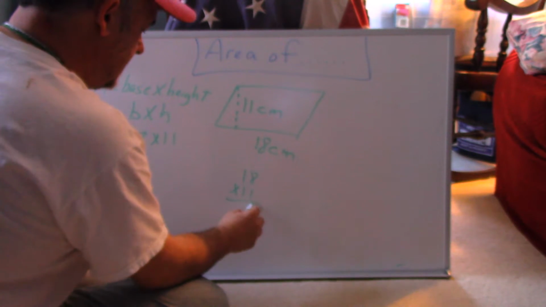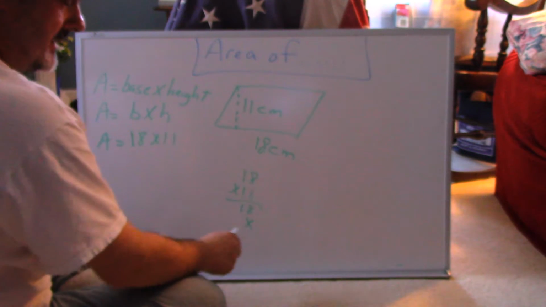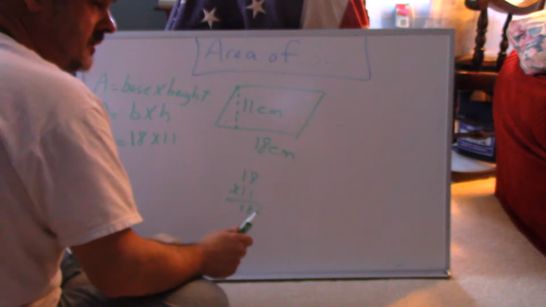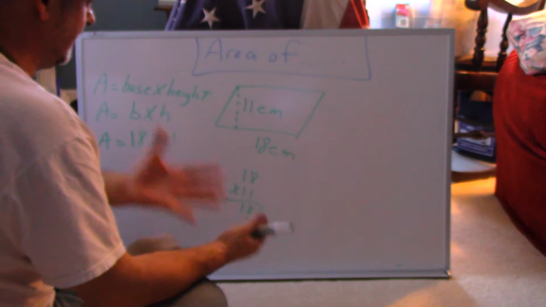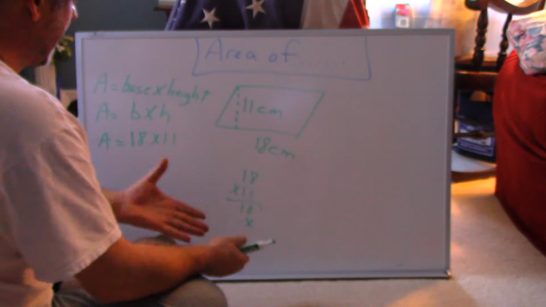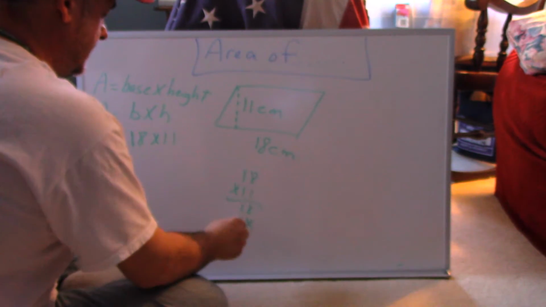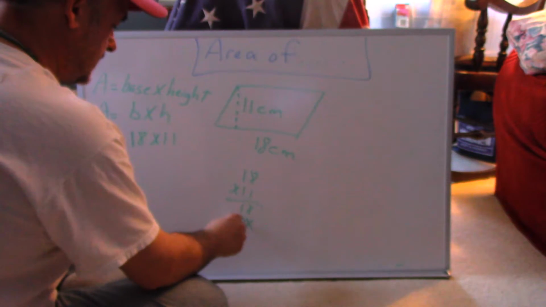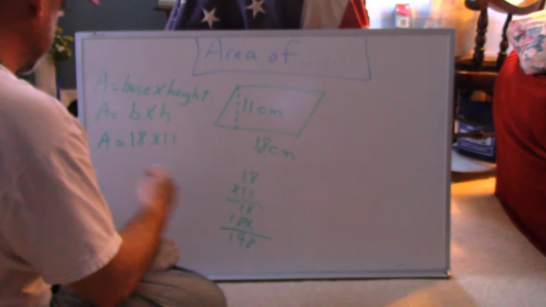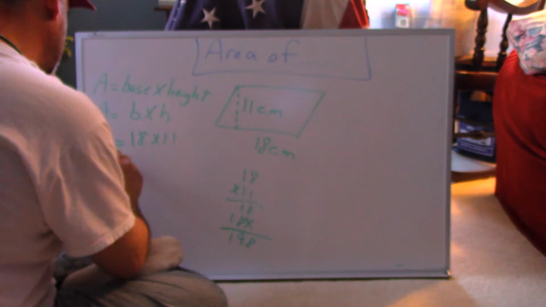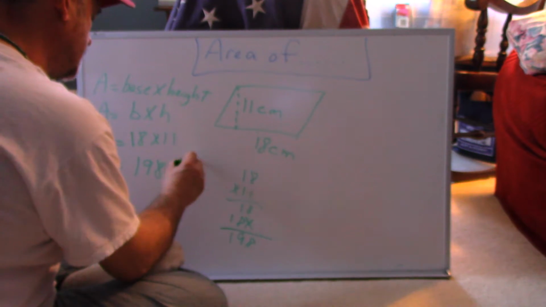8 times 1 is 8. 1 times 1 is 1. I like to put an X to hold a place. Some students are taught to put zeros. I don't like to put zeros because students get confused. So you can't confuse an X from a 0, so that's why I put X's. But you do what you want. 1 times 8 is 8. 1 times 1 is 1. 8, 9, 1. 198. So area equals 198 cm squared.